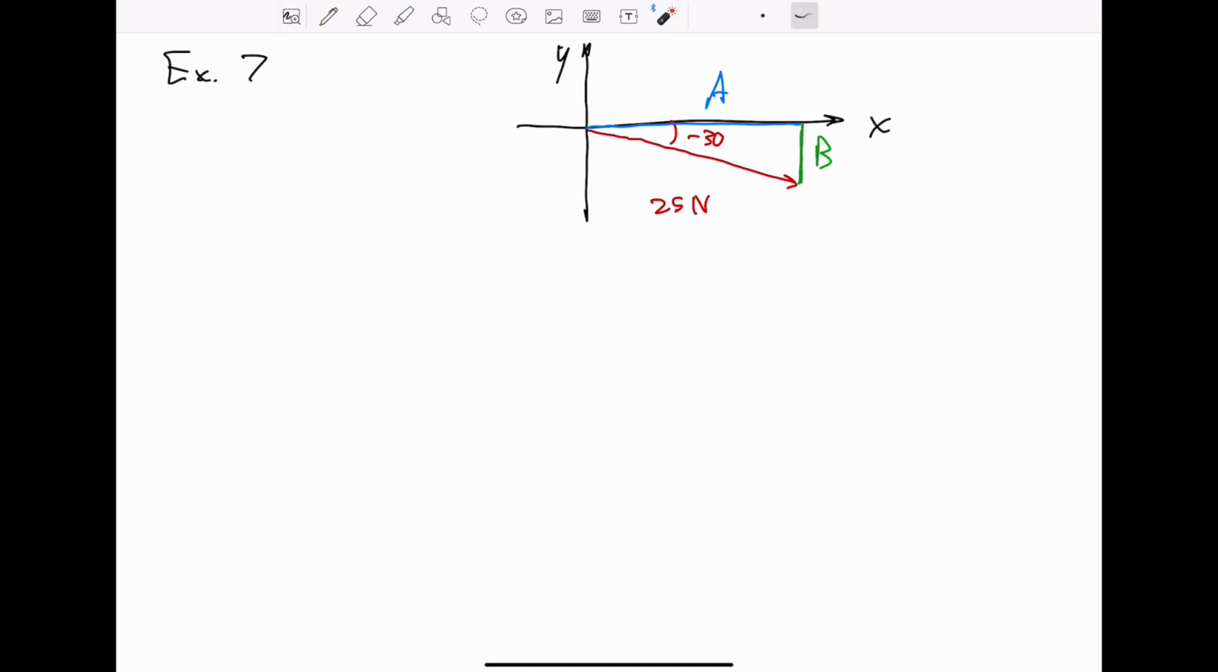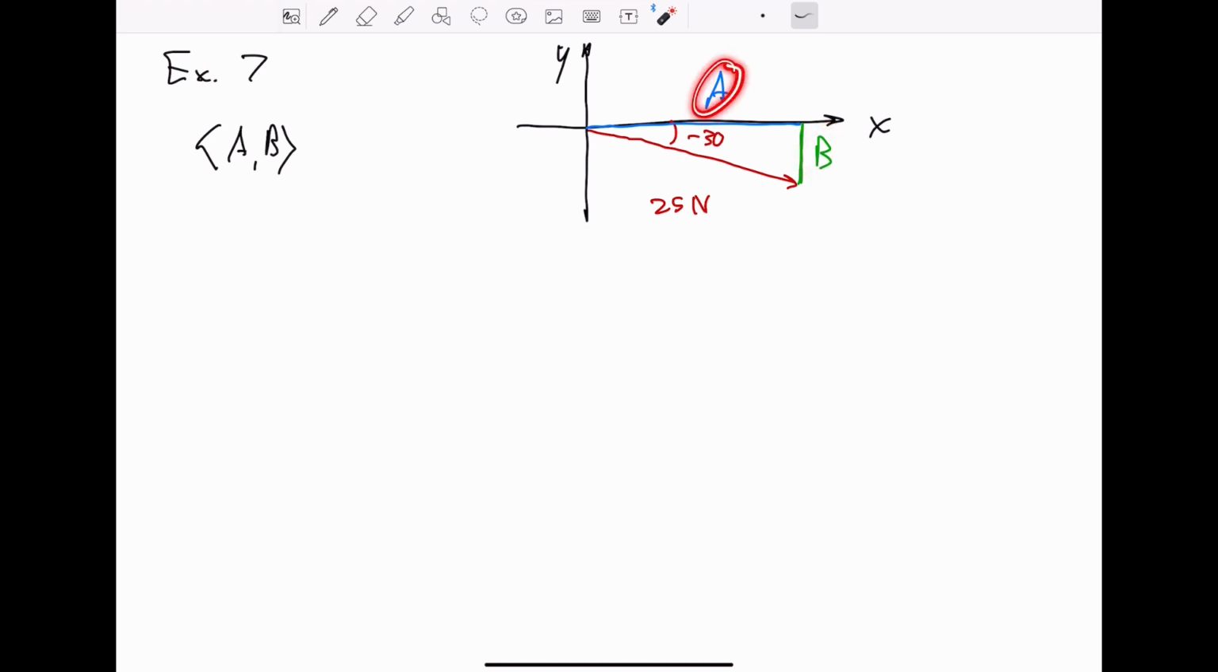If we want to represent this vector, which we've been describing with an angle and a magnitude, in component form, that would literally be the vector AB. So we're trying to translate from direction and magnitude to the component form. The key is to think of this as a right triangle. We have an angle here of -30 degrees, 25 newtons is the hypotenuse, and we have an adjacent leg of A and an opposite leg of B.